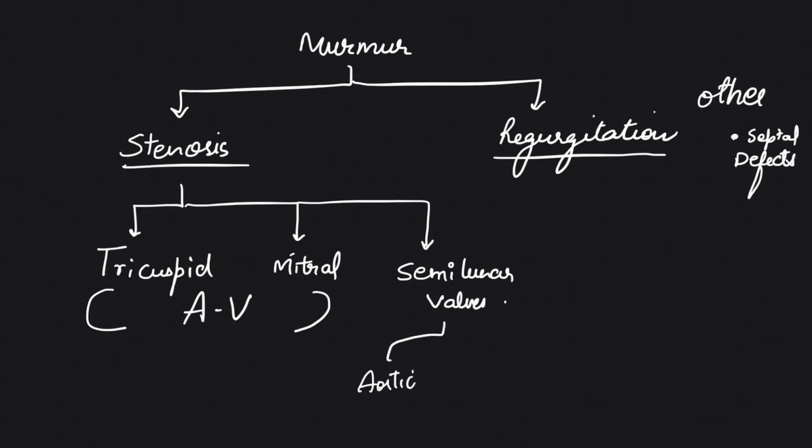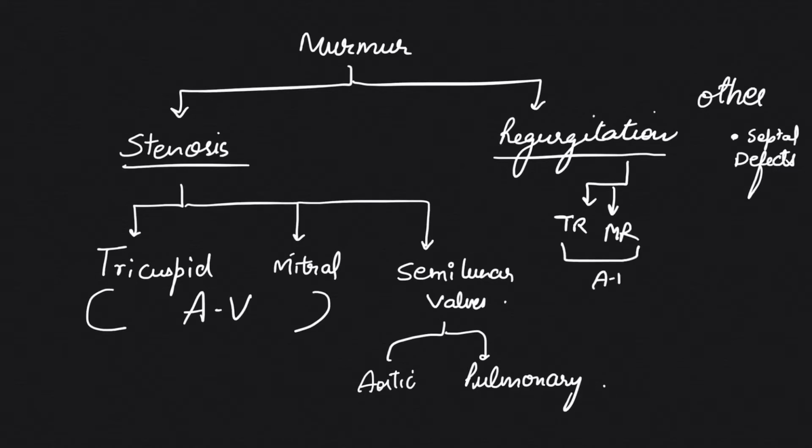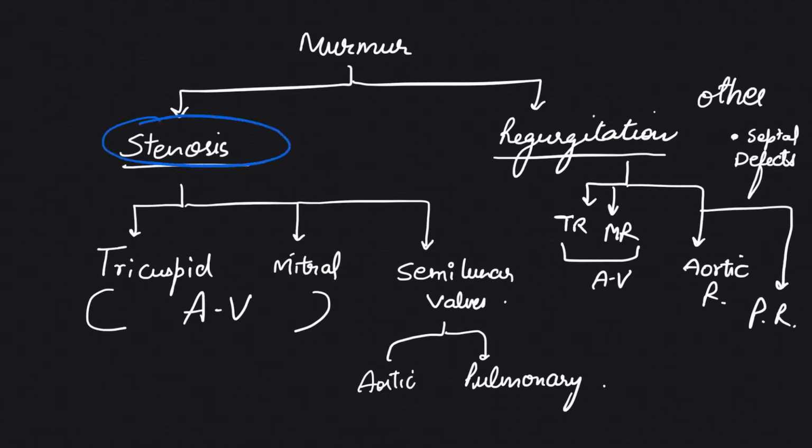For regurgitation also, the regurgitation can occur in the tricuspid or the mitral valve, that is the atrioventricular valve. See, the TR represents tricuspid regurgitation, MR represents the mitral regurgitation. Other than these, even the aortic and the pulmonary valve can have regurgitation. These are the semilunar valves. So all these things can produce sound, which is a murmur. These are the additional sounds. So let's start with the stenosis, that too of the atrioventricular valves. Understand how the sound is actually produced.